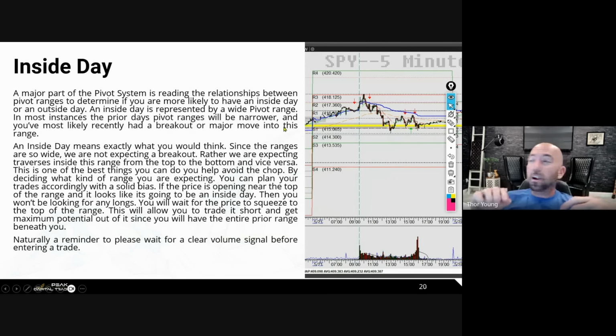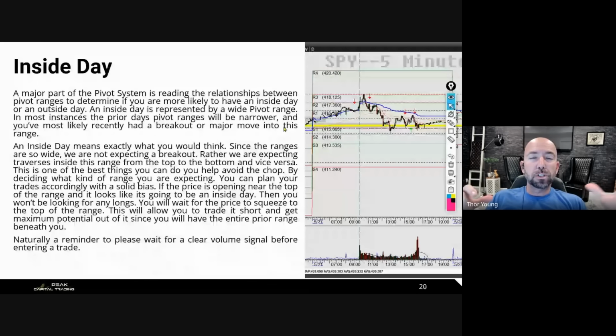So now let's start off talking about the next concept, which is judging which kind of range you're going to be expecting. So we have what's called an inside day versus an outside day. And this talks about value. So on an inside day, or confusingly, it's called an outside value day, we're going to have basically a wide cam range compared to the previous day.